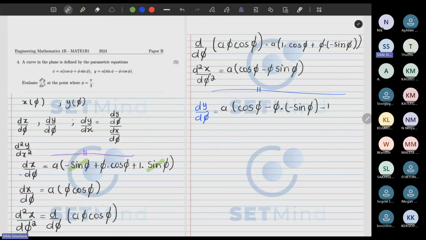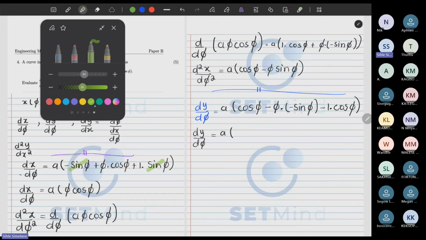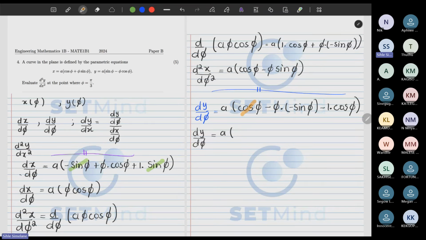And then minus 1, I'm deriving that angle, and then I have cos of the same angle. Okay, so this means our dy/dphi will be equal to a into, so the cos's seem to be cancelling. So that cos and this one will cancel. We'll be left with negative that times sine of this. So we now need to do the second derivative.